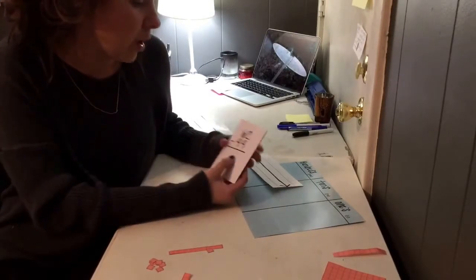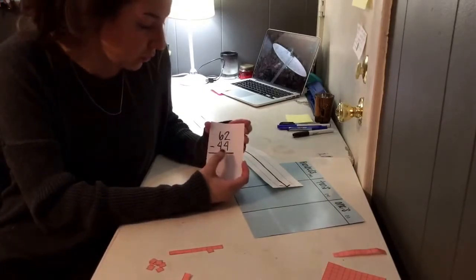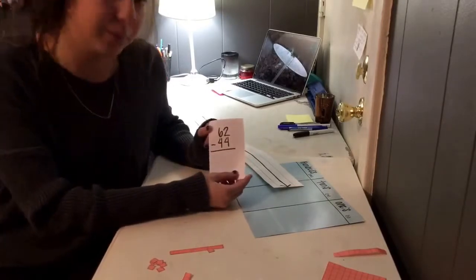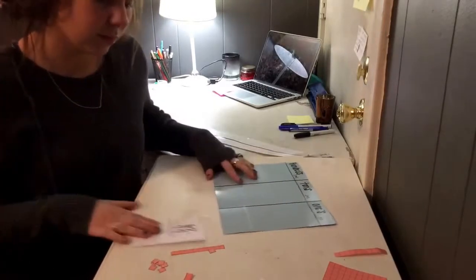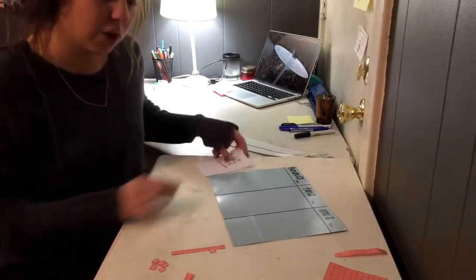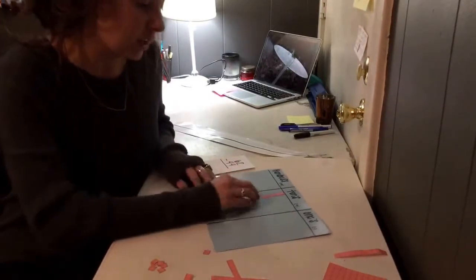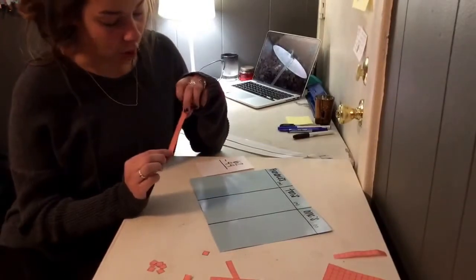And these are both whole numbers. So we're using whole numbers for our math problem, our word problem. Okay, so if we have 62, we start by using our tens blocks, or our tens rods.